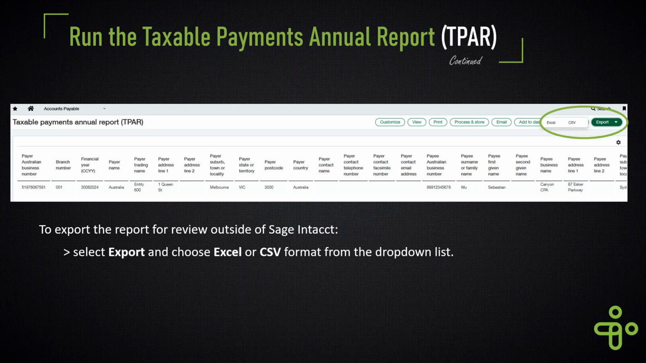The next step, if you're ready to lodge your report, the data exported from the report can be used to lodge a paper form with the ATO or be provided to your tax professional. If, however, you want to submit this report to the ATO automatically, you will need to export this report in a text format. And I'll talk through the process of how to do this in the next slide.